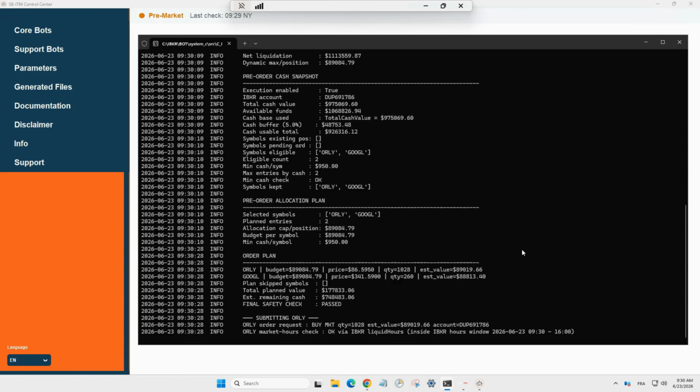As soon as a position is filled, the handoff to the risk bot begins, so the new trade can be detected and protected by the SB-ITM risk management layer. This is the key transition point where the ecosystem moves from preparation to fully automated live trading.